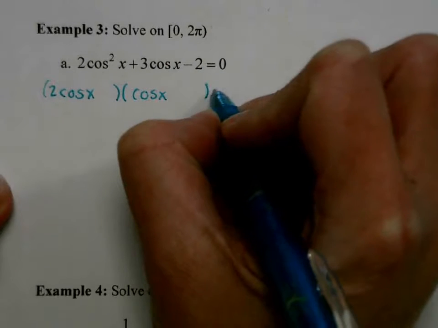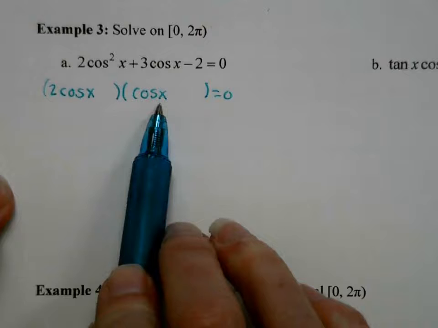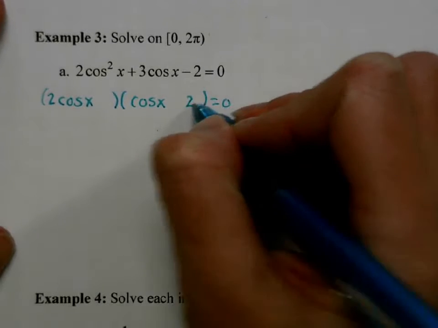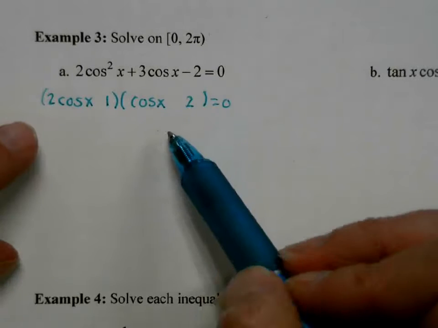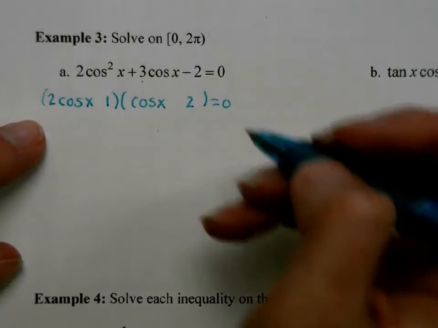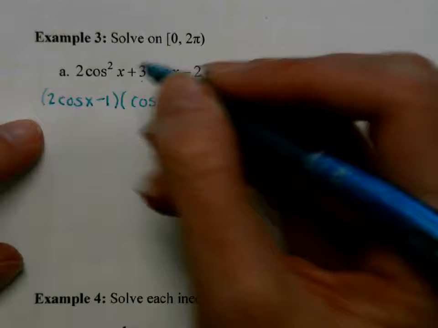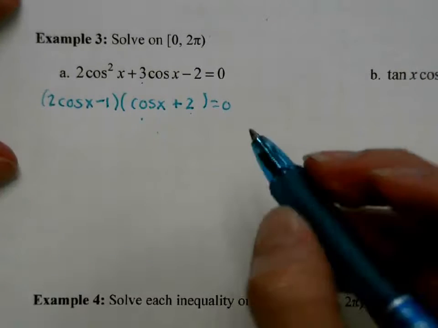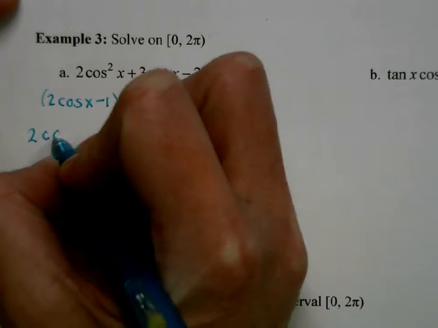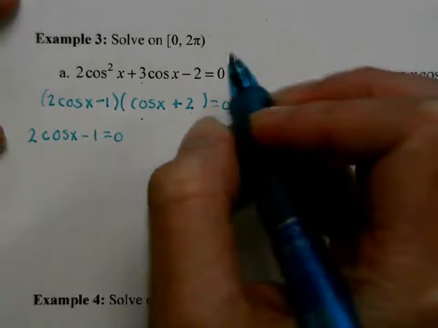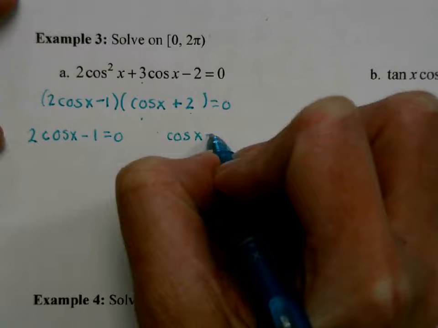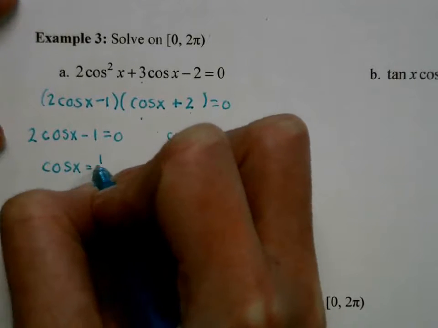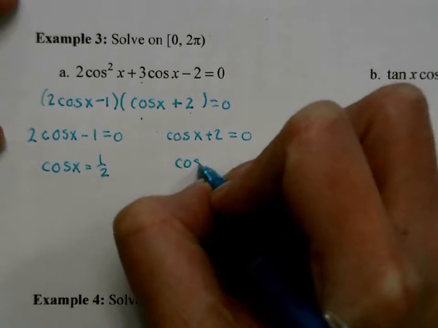If this is a 2 cosine squared, my only options are that. To get a 2, I have a 1 and a 2. 2 is going to go here, 1 is going to go here. So to get a +3, we're going to make this a plus and a minus, because that'll give me 4 minus 1 when I FOIL. So 2 cosine x minus 1 equals 0, or cosine x plus 2 equals 0. Cosine x equals 1/2, or cosine of x equals -2.